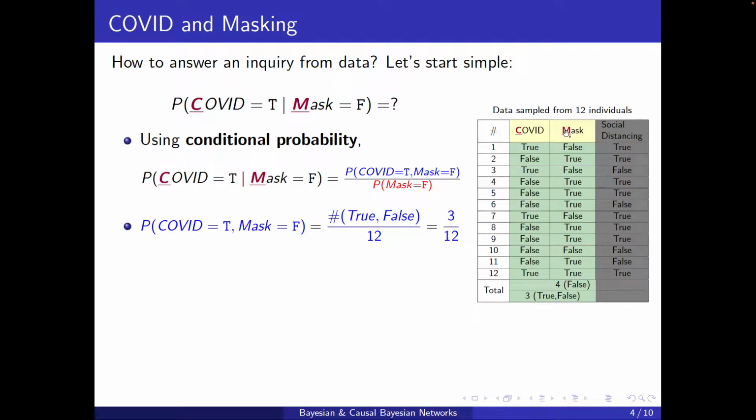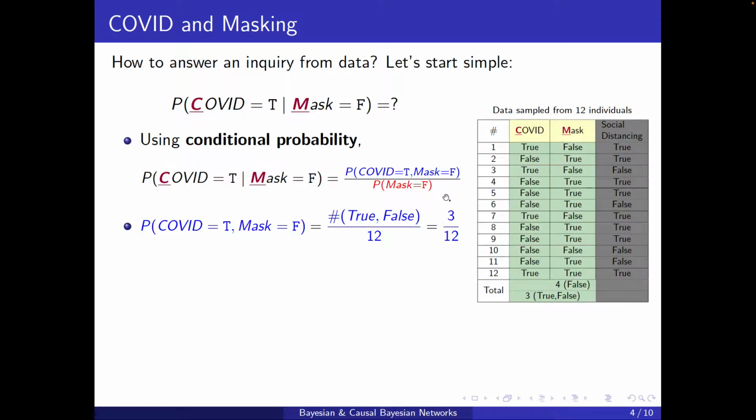So COVID, mask: how many times is the first one true and the second false? 1, 2, and here I have 3. So 3 in total, true, false. Out of the 12, 3 of them happen to be what I'm looking for. So the total probability will be 3 over 12. Okay? So that's the numerator.